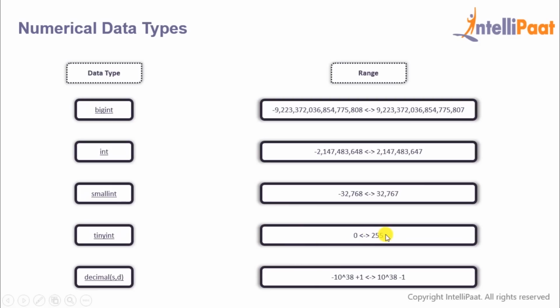After that we have the DECIMAL data type, and it is used to store fractional values. The DECIMAL data type takes in two arguments. First is the size of the value, that is the total number of digits. Then we need to specify the number of digits after the decimal point. Let's say we want to store the decimal value 12.50. Here the size would be 4 because the total number of digits is 4, and the value of d would be 2 because there are 2 digits after the decimal point.